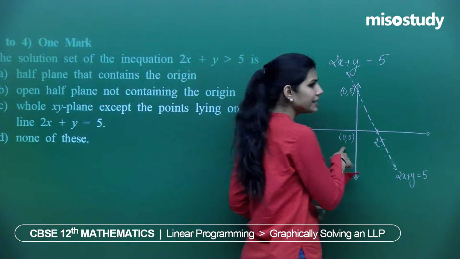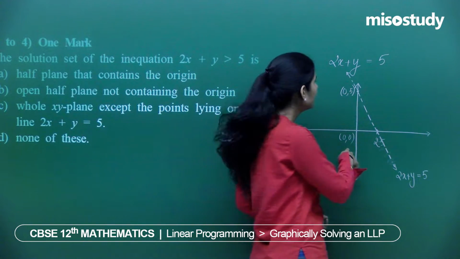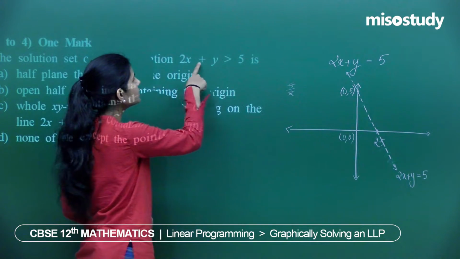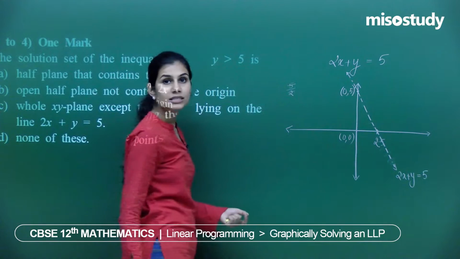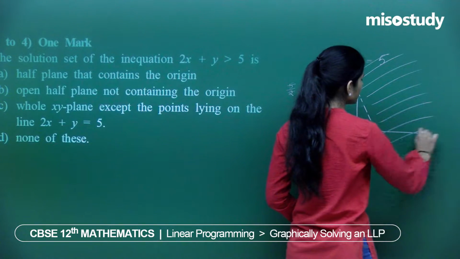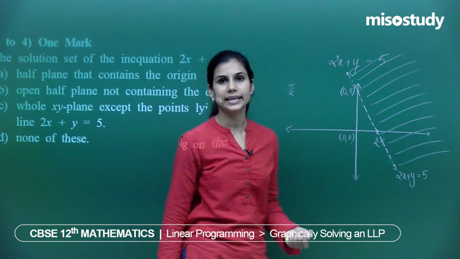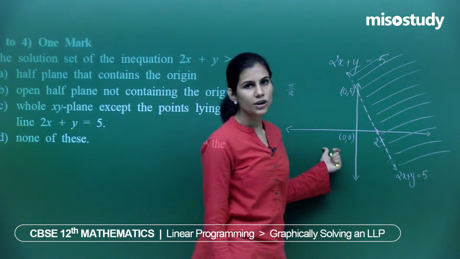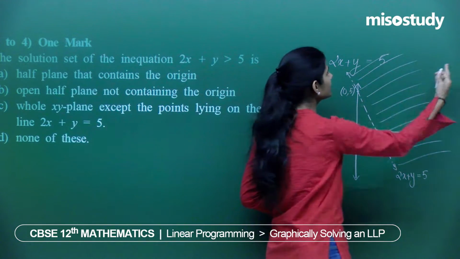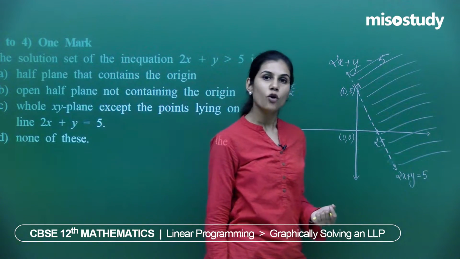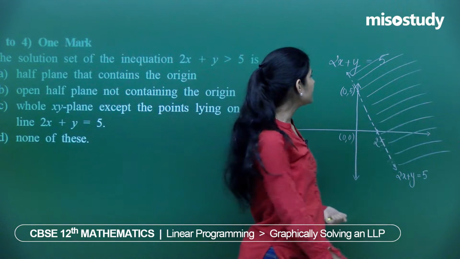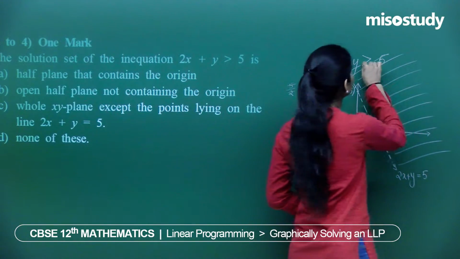So what do you do? Pick up any point which is not lying on this line, the origin. Put x equals 0, y equals 0, you get 2 into 0 is 0 plus 0, 0 plus 0 is greater than 5. This is false, and therefore the region not containing the origin is going to be the region represented by 2x plus y greater than 5. This side will not be my region. Points on the line will not be in the set. Only the points on this side of the line are going to be the set of all those points (x, y) which are satisfying 2x plus y strictly greater than 5. So this is the region represented by 2x plus y greater than 5.